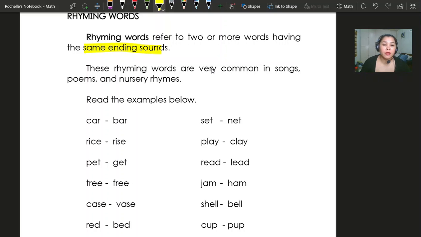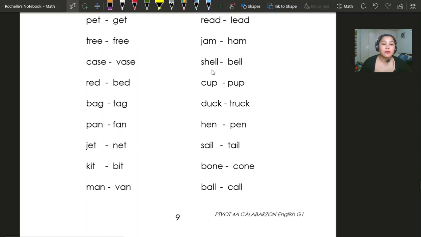Even if the spelling differs, still the sound, we are after the same ending sounds. Pet, get, tree, free, case, vase. Next one, red, bed, bag, tag, pan, fan, jet, net, kit, bit, man, van.